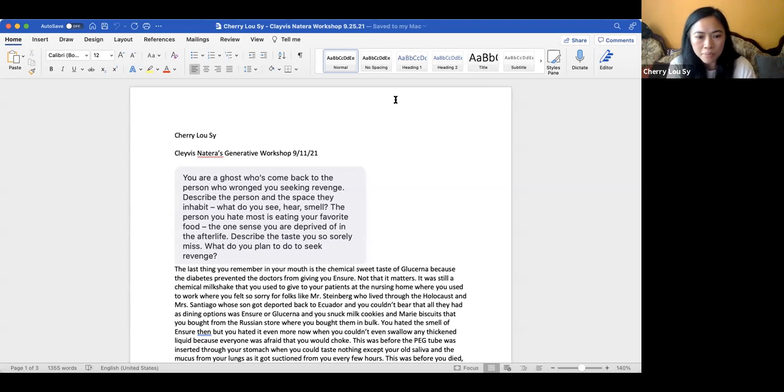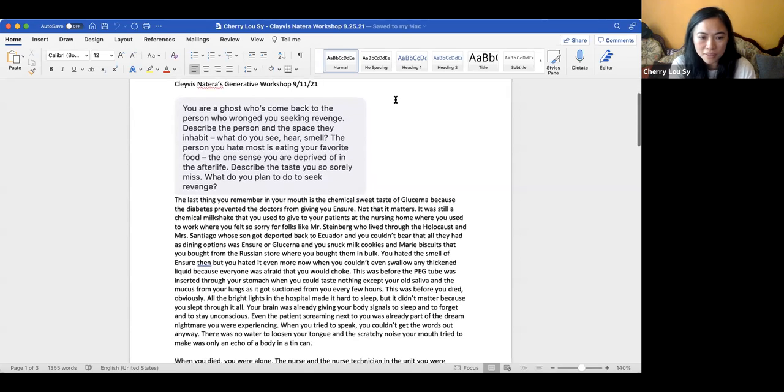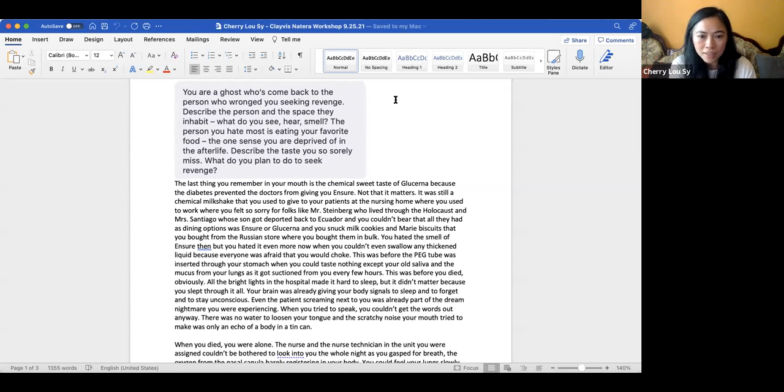The last thing you remember in your mouth is the chemical sweet taste of Glucerna because the diabetes prevented the doctors from giving you Ensure. Not that it matters, it was still a chemical milkshake that you used to give to your patients at the nursing home where you used to work, where you felt so sorry for folks like Mr. Steinberg, who lived through the Holocaust, and Mrs. Santiago, whose son got deported back to Ecuador. And you couldn't bear that all they had as dining options was Ensure or Glucerna, and you snuck milk cookies and Marie biscuits that you bought from the Russian store where you bought them in bulk.